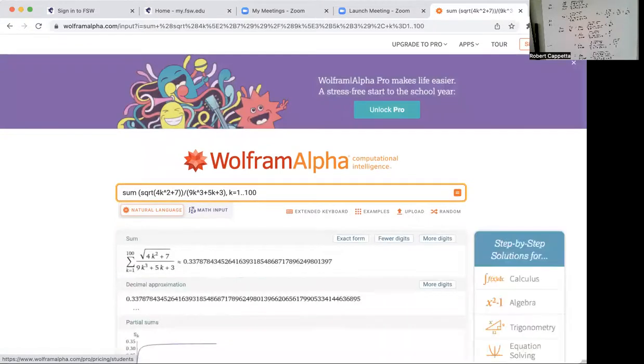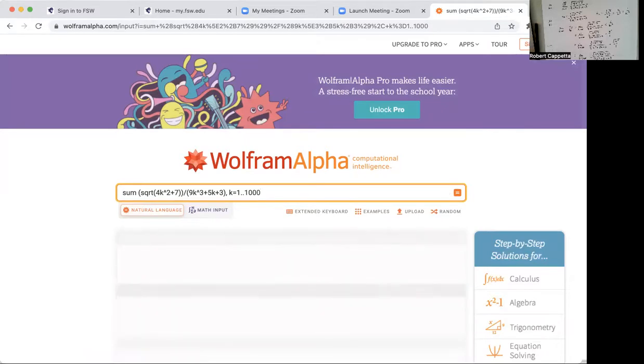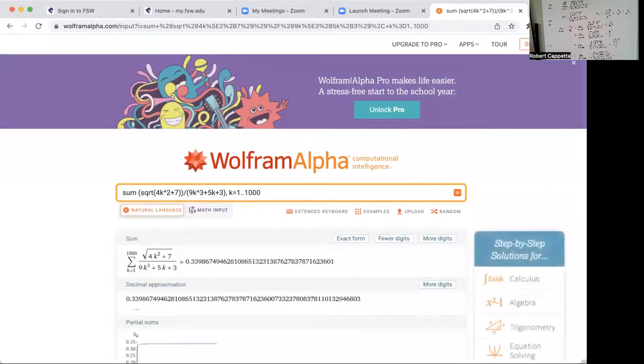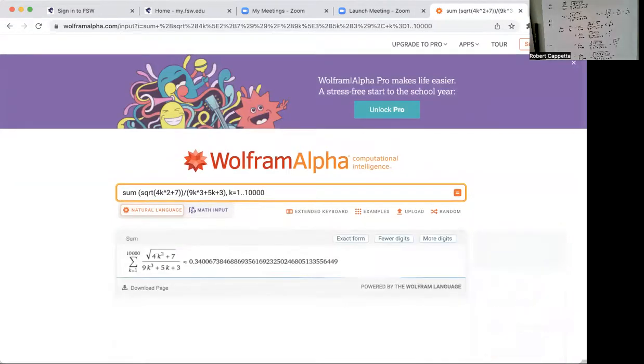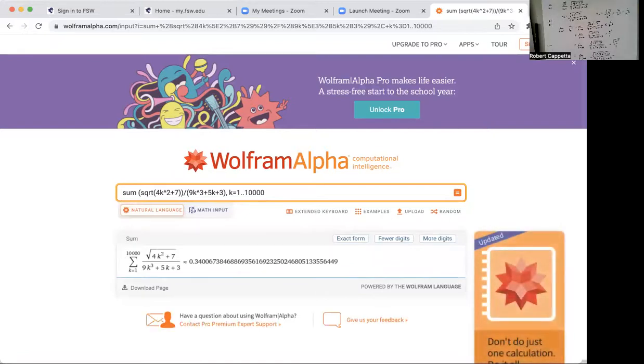What does Wolfram Alpha give us if we go 1 to 100? About 0.3378. About 1 to 1,000? Does it change much? 0.3398. 1 to 10,000. So we're looking at various partial sums, right? 0.340067, okay.